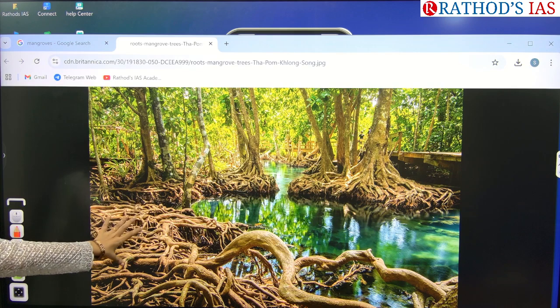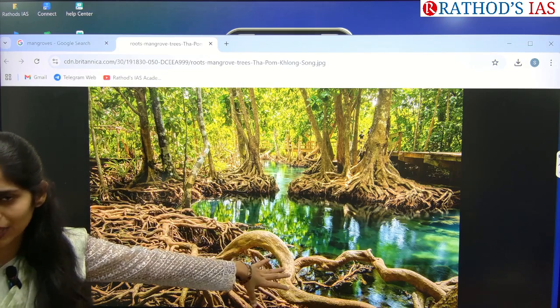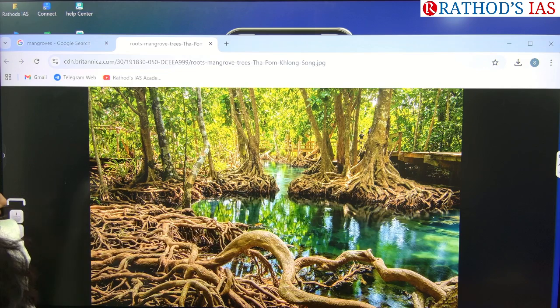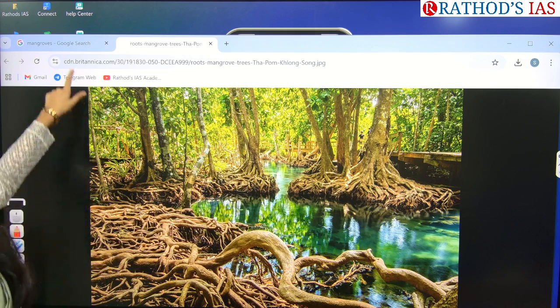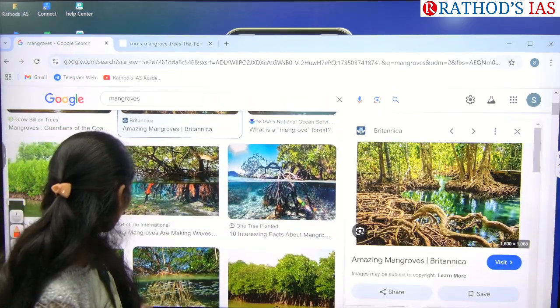Upside. These are called pneumatophores, through which they will absorb oxygen, because they will not get that air from the soil in this area, which is fully filled with water. So they will be getting air from the atmosphere through these pneumatophores, and they will also have stilt roots.